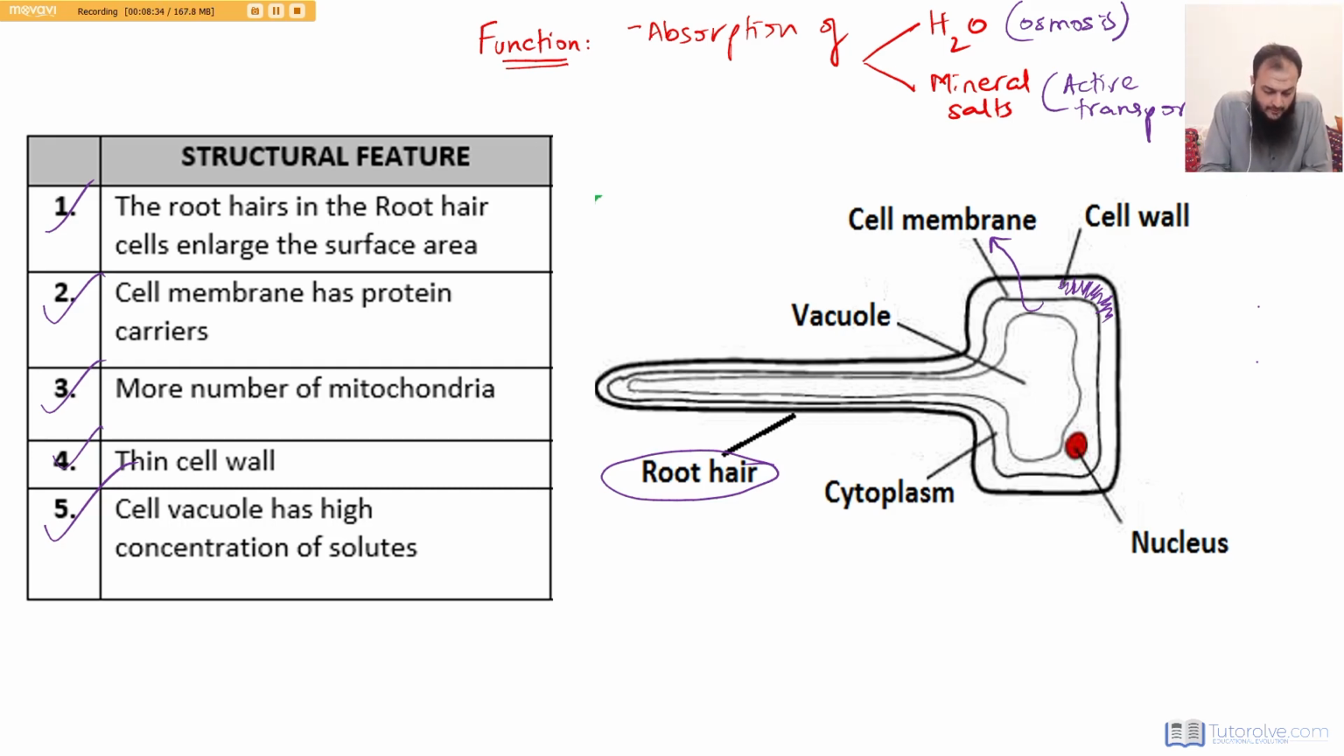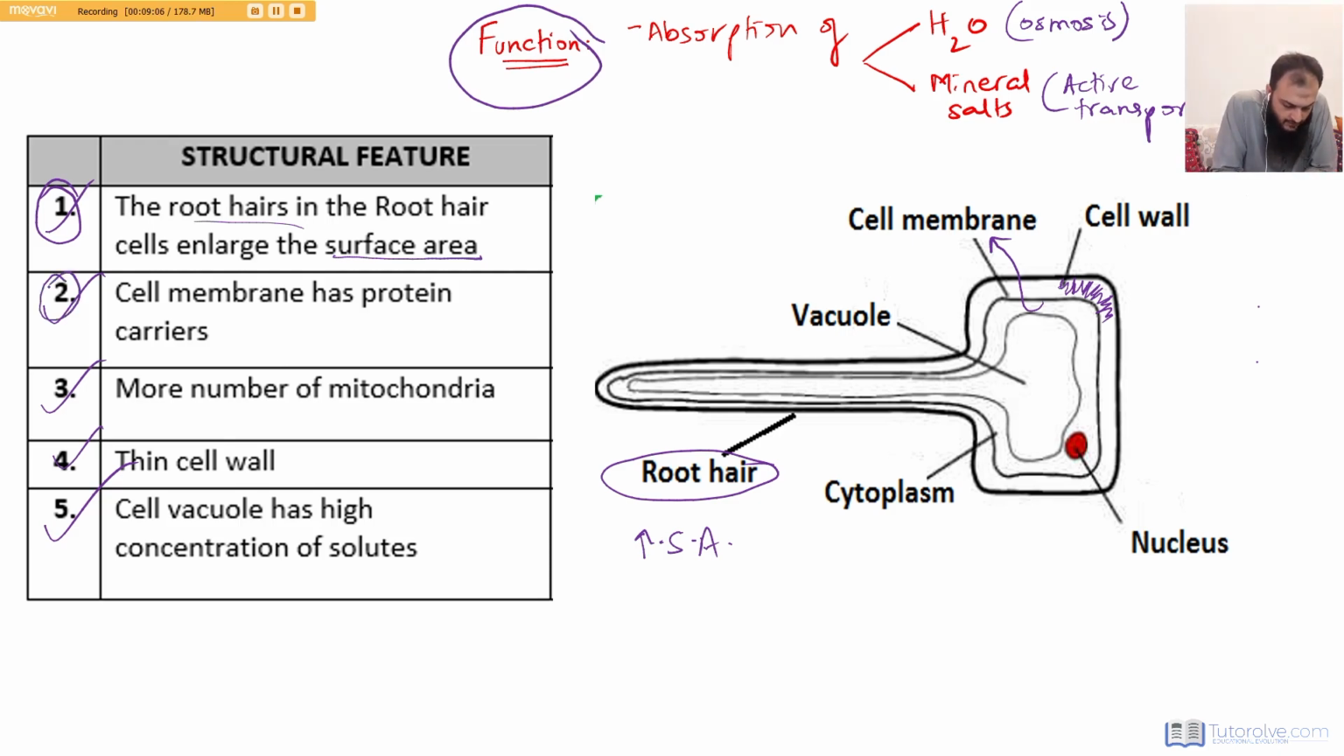The first structural feature that we are concerned about is that the root hairs in the root hair cell enlarge the surface area. So this is something similar to the red blood cell. Basically this projection, the root hair, increases the surface area to volume ratio, and we'll see what effect this has on the function, how it facilitates this particular function that we've just alluded to, that is absorption of water and mineral salts.